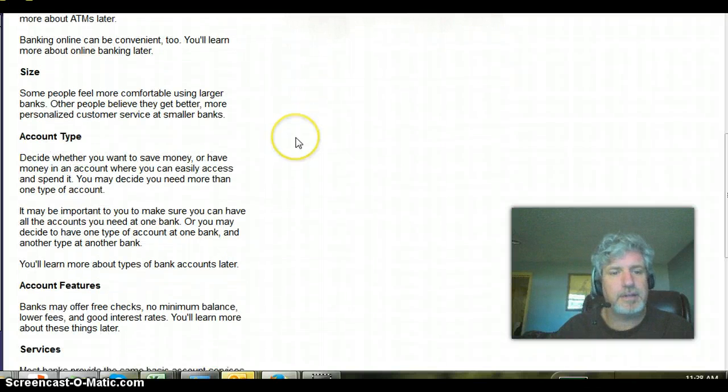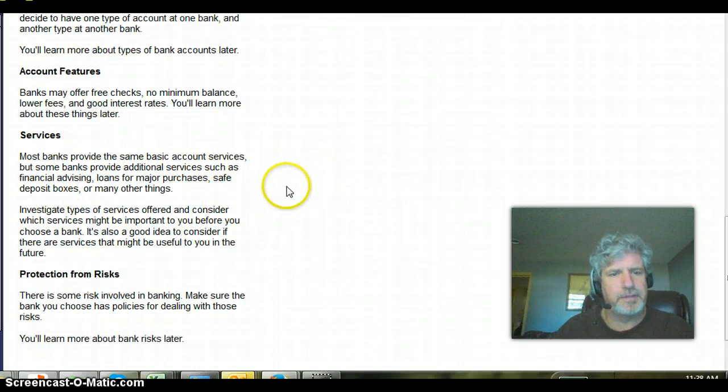You need to decide on your account type. Decide whether you want to save money or have money in an account where you can easily access and spend it. You may decide you need more than one type of account. It may be important to you to make sure you can have all the accounts you need at one bank. Or you may decide to have one type of account at one bank and another type at another bank.